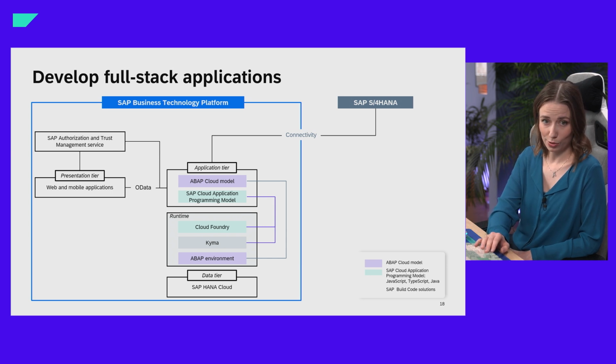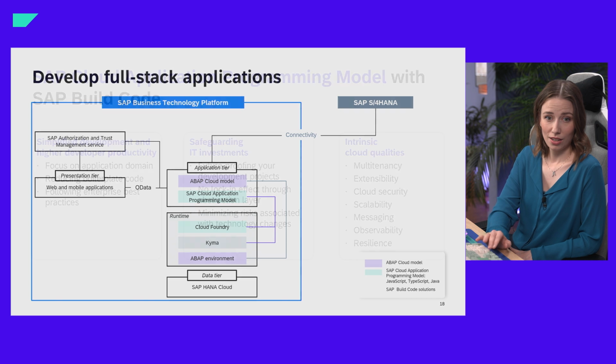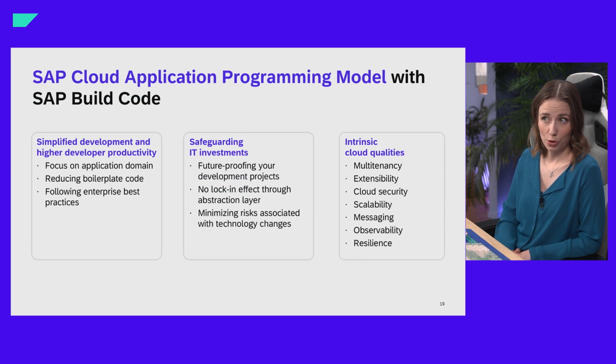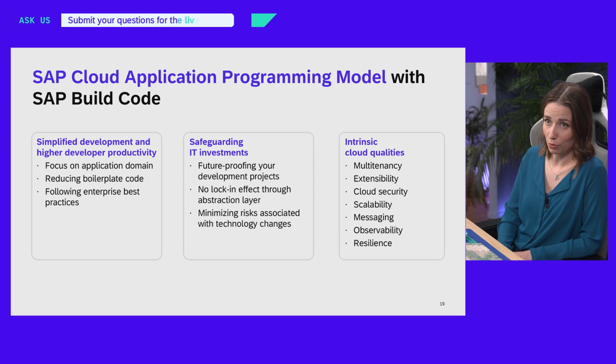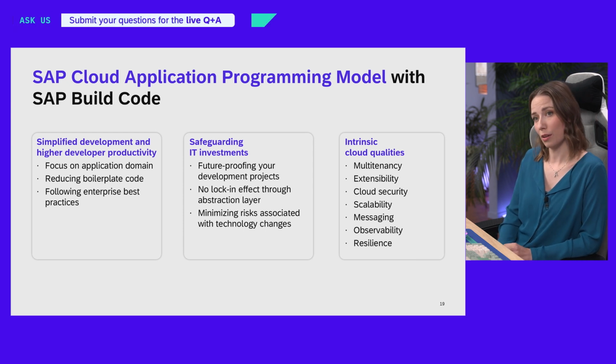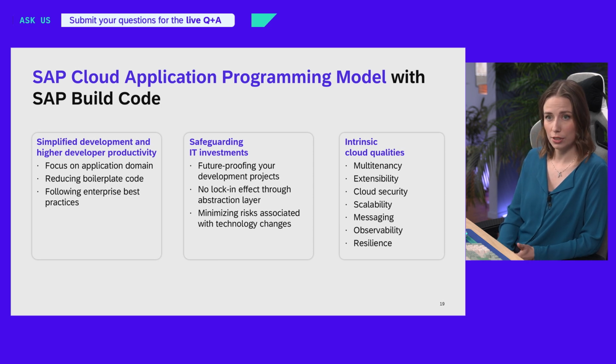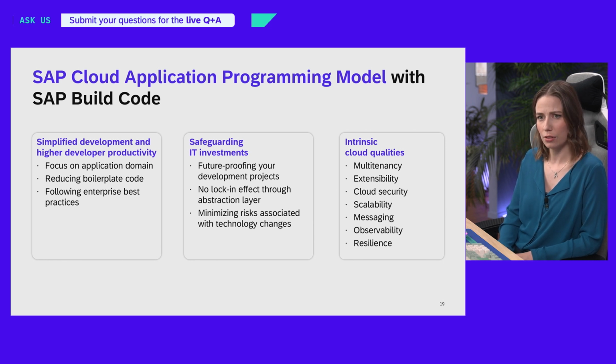So that's a lot to cover. If you use the Cloud Application Programming model for your extension, as recommended with SAP Build Code, you get certain benefits like simplified development and higher productivity, because it drastically reduces your coding efforts and boilerplate code, following enterprise best practices, and minimizes your risk as well, safeguarding your IT investments.